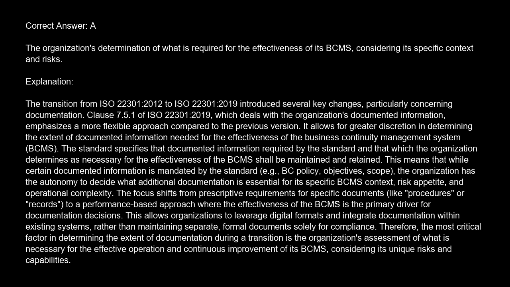This allows organizations to leverage digital formats and integrate documentation within existing systems, rather than maintaining separate, formal documents solely for compliance. Therefore, the most critical factor in determining the extent of documentation during a transition is the organization's assessment of what is necessary for the effective operation and continuous improvement of its BCMS, considering its unique risks and capabilities.